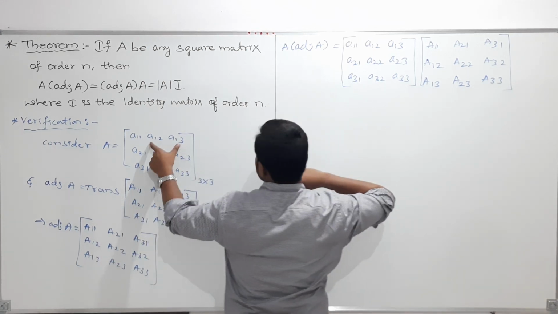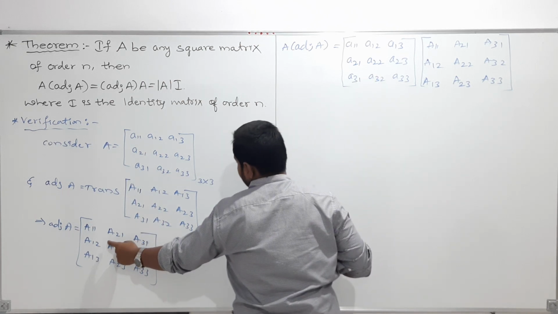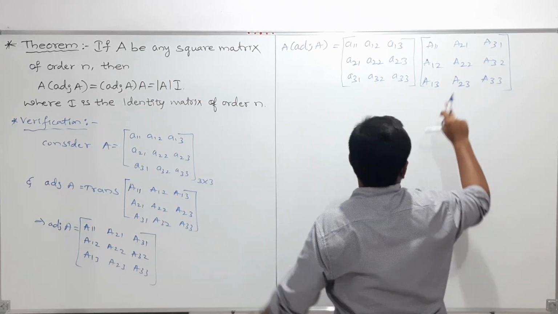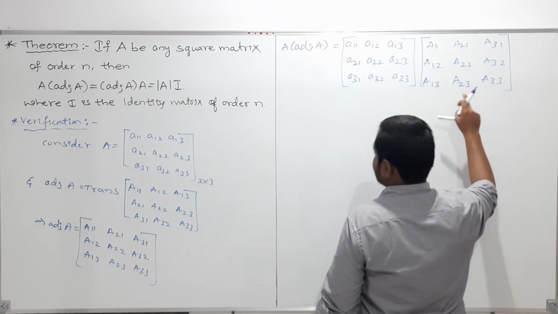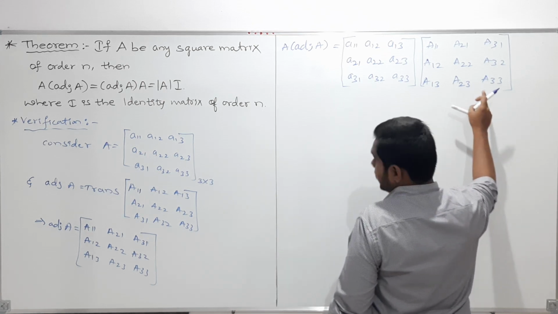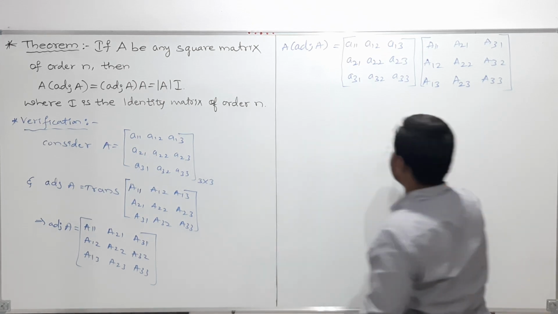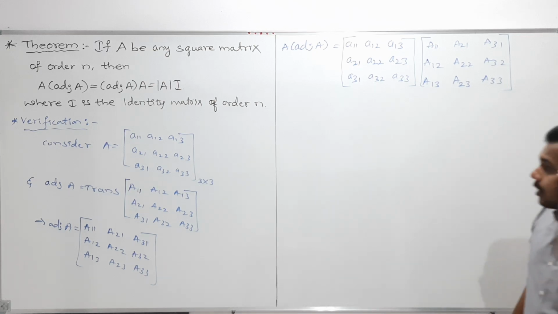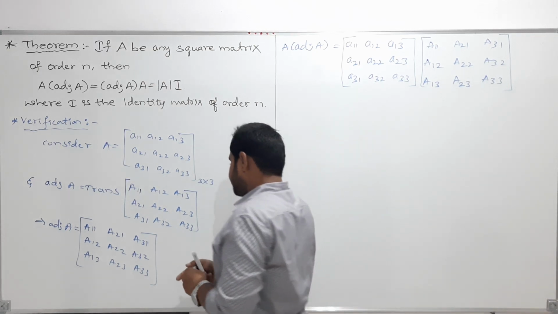A is nothing but this matrix that I wrote, and adjoint of A is nothing but this matrix that I wrote: A11, A21, A31, A12, A22, A32, A13, A23, A33. This is what I wrote here. Is it clear? And now, my dear students, we know that.